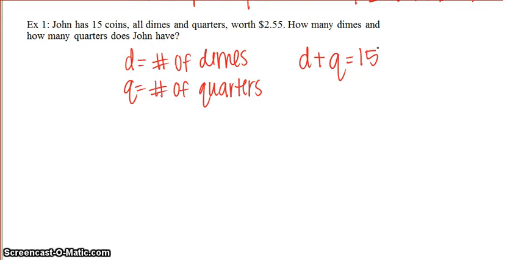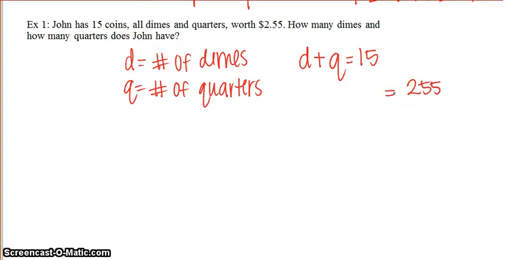Now the next one's a little bit different. So it's worth $2.55. You've got to be careful. If you do it with dollars, that has decimals because of the cents. If you just do it in cents, you can use whole numbers, which is what I'm going to use this time. Personal preference. So I know that however much money he has in dimes plus however much money he has in quarters equals $2.55, or a total of 255 cents.